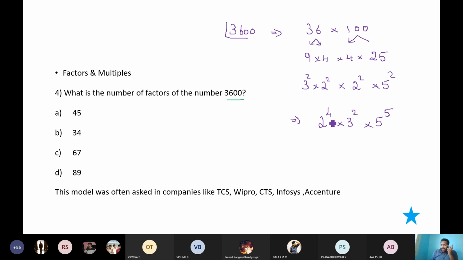So take the power value, add 1 to it. So 5 square, right? I'm sorry, 5 square. Excellent. Now take the power value and add 1 to it. So 4 plus 1, 5. 2 plus 1, 3. 2 plus 1, 3. So 5, 3, 3. Multiply them, you get 45 factors.